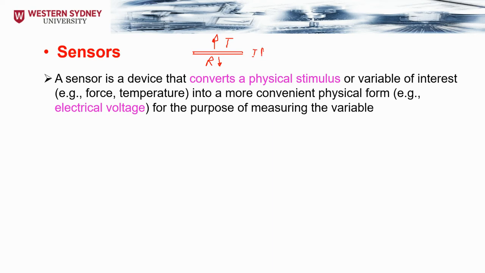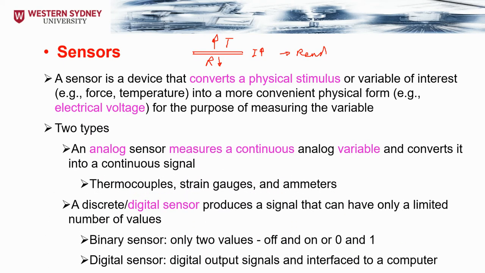And thus, we can read the amount of the currents to translate it into a reading in our device. So simply changing the heat into a useful parameter that can be read. We have two types of the sensors.